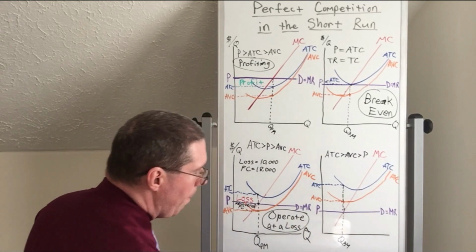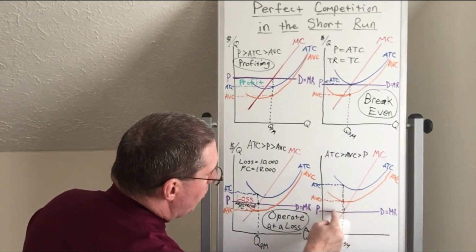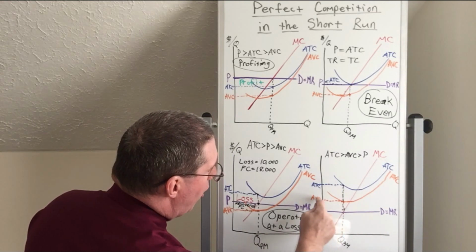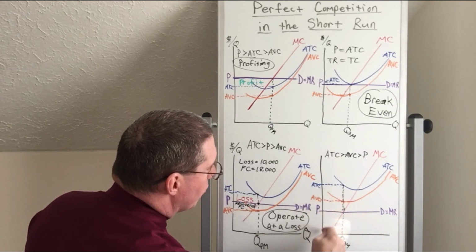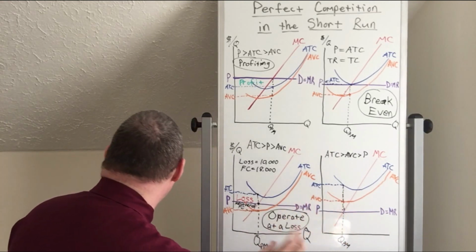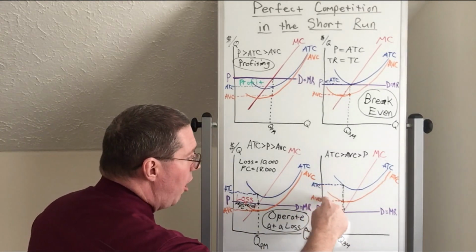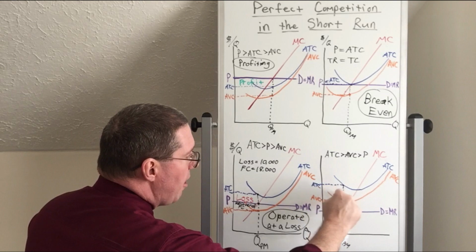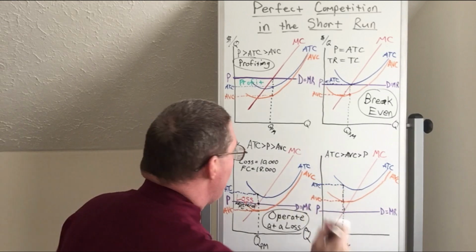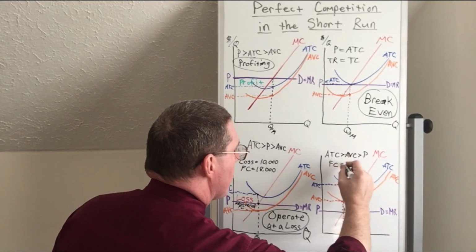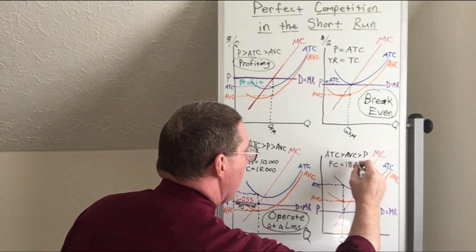And so, here's our total revenue in this rectangle. Our variable cost is this larger rectangle. So we're not even covering all of our variable costs. And then our fixed costs are up here. So let's say that our fixed costs are 18,000. So fixed costs are 18,000.